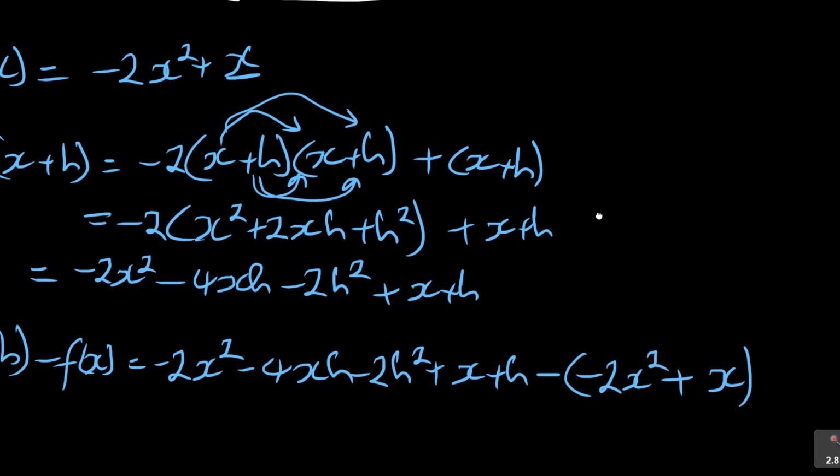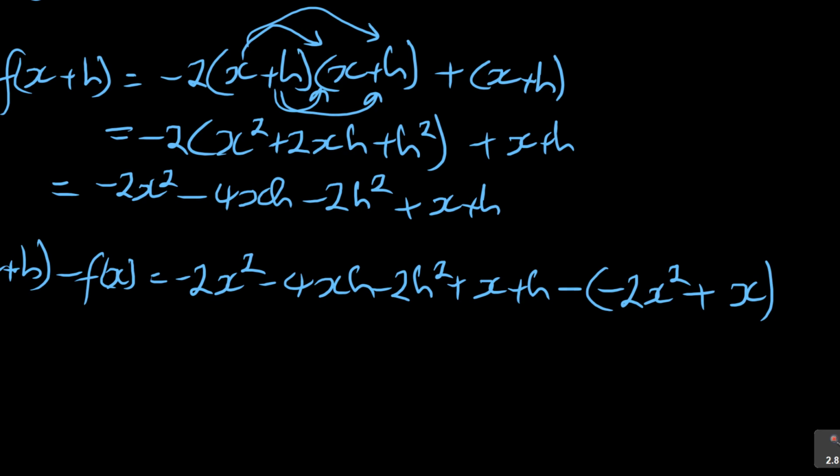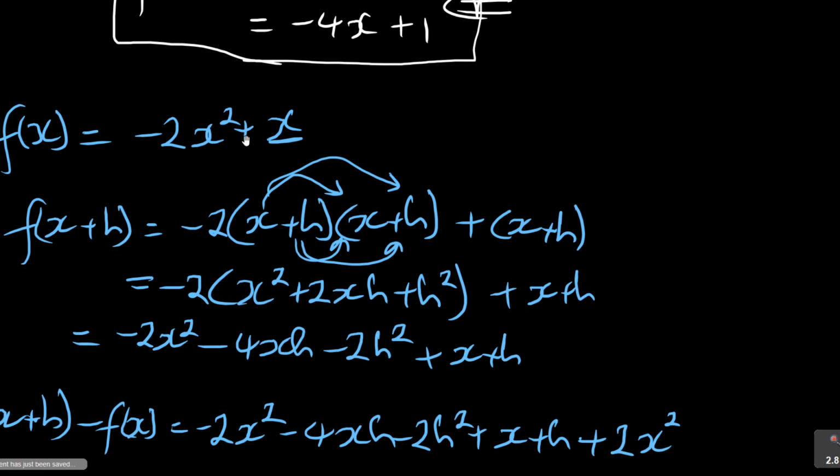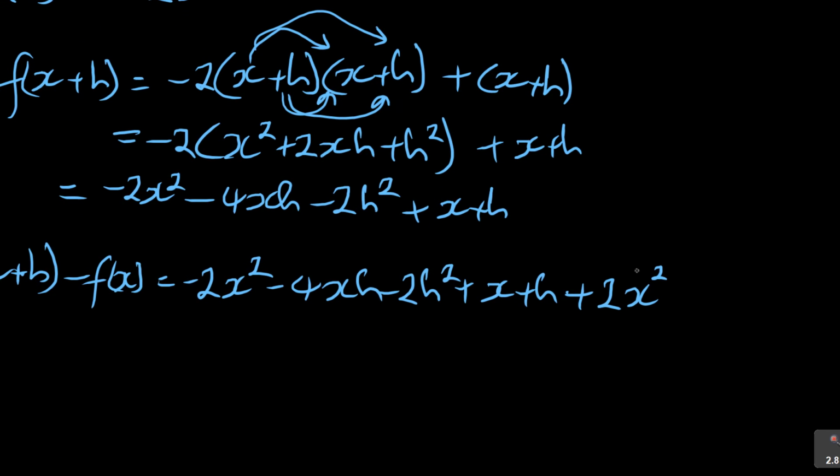Now just because I'm feeling lazy to redo this, I'm going to interchange. This negative will affect everything inside, so this negative will make this become positive and this one become negative. So I'm just going to interchange the signs here. So it will be plus 2x squared. Remember, I'm interchanging the signs. It was negative 2x squared, now positive; x becomes negative x. See that? That's all that I'm doing.